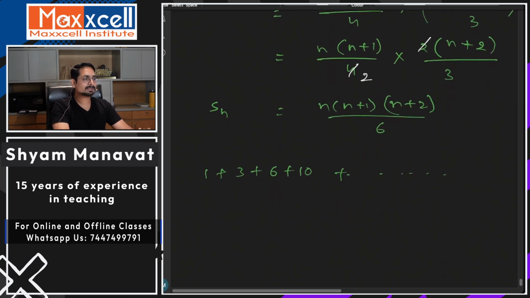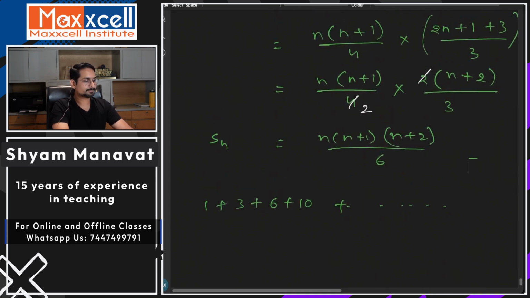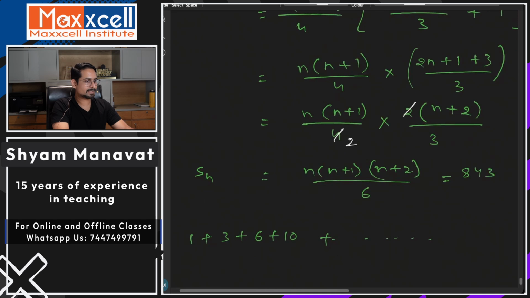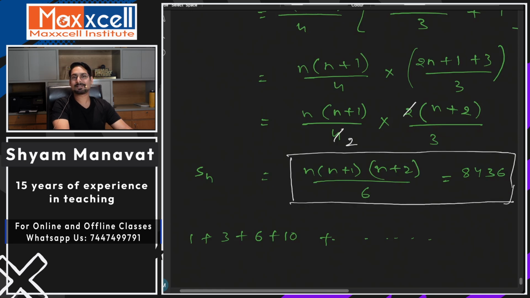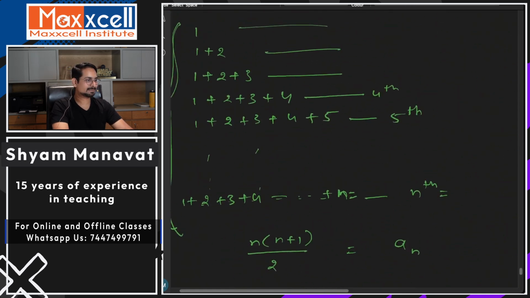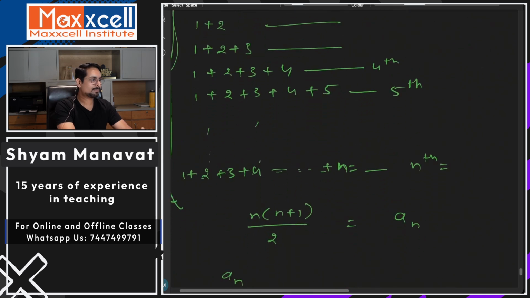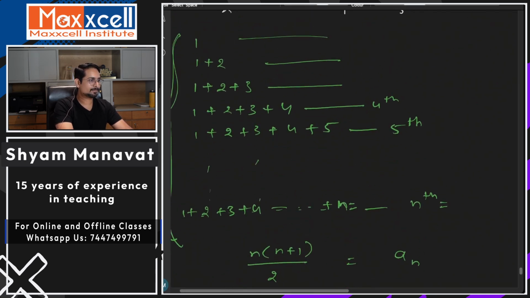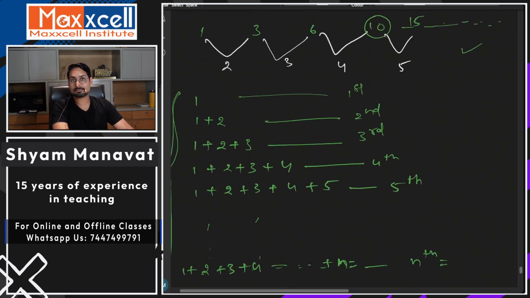Now the question said this is equal to 8436. So you need to find the value of n, because n is equal to the number of layers here. First layer, second layer, third layer, and similarly you get the nth layer. So find the sum of all this, which will be equal to the number of balls, which is 8436.